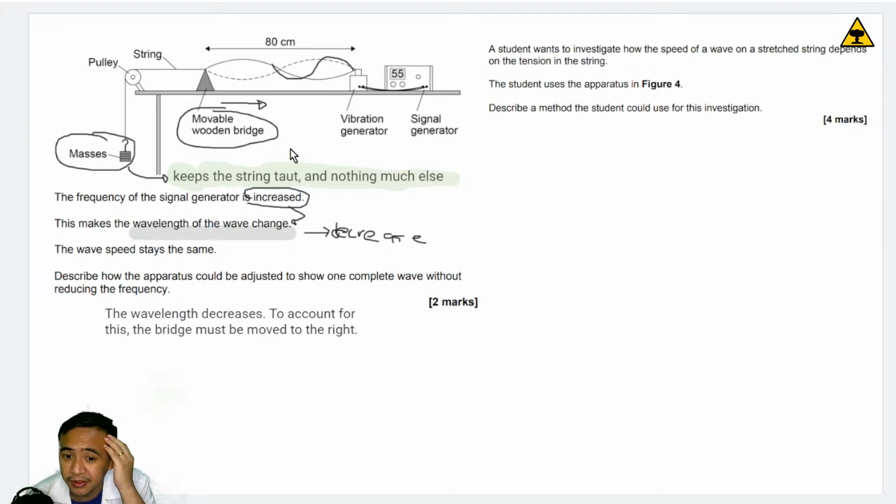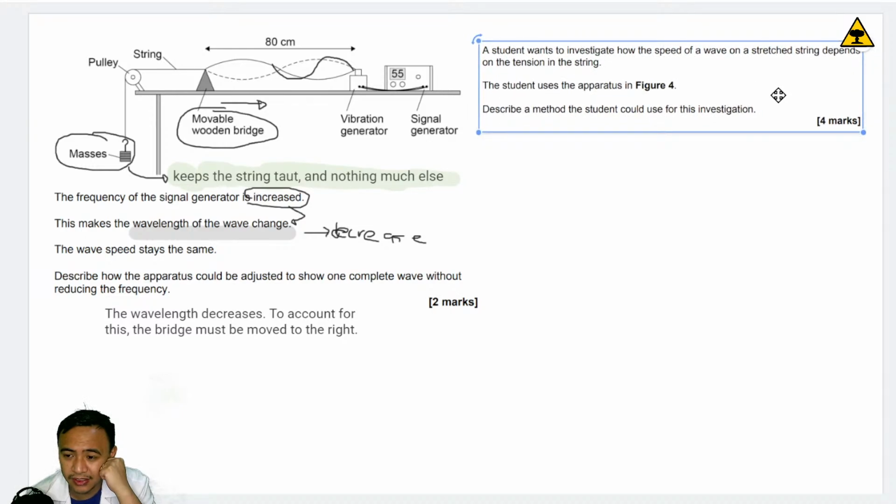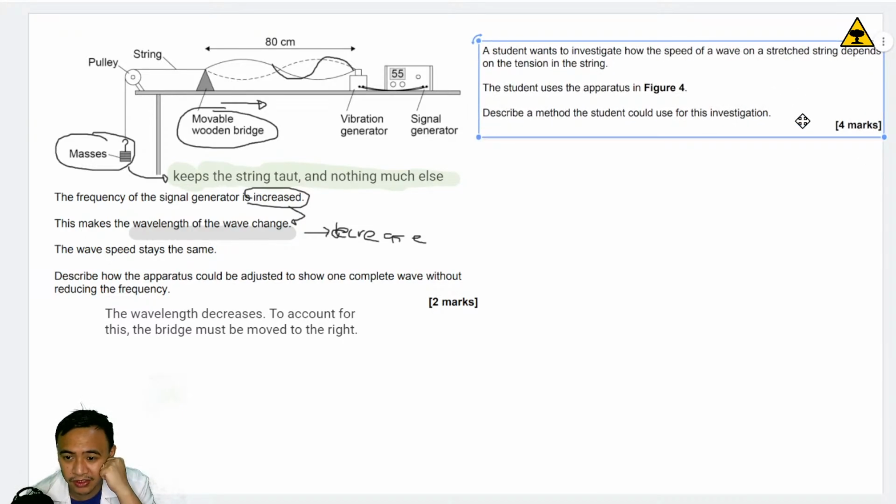I did mention earlier that the masses here are to keep the string taut. But if you think about it, the more masses there are, the tighter the string is, right? So keep that in mind as you answer this question here.